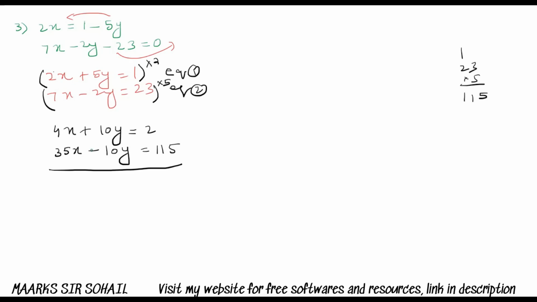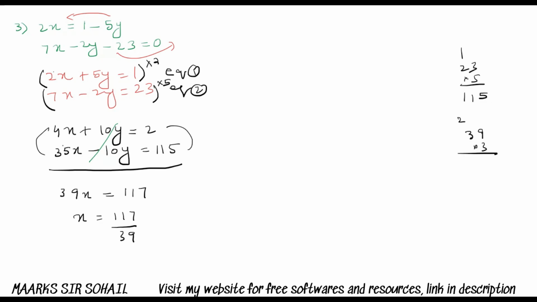To simplify it, we cancel out this 10 and 10 first, and then 35 plus 4. We add these two, both have positive signs, so 39x equals, and 115 plus 2 gives us 117. So x equals 117 divided by 39. Now, with simultaneous equations, mostly you are solving without a calculator. So don't worry; if you have a calculator, it's easy. But if you cannot solve it, you can multiply 39 by 3, and try multiplying by 3 and 4. Maybe you get this value.